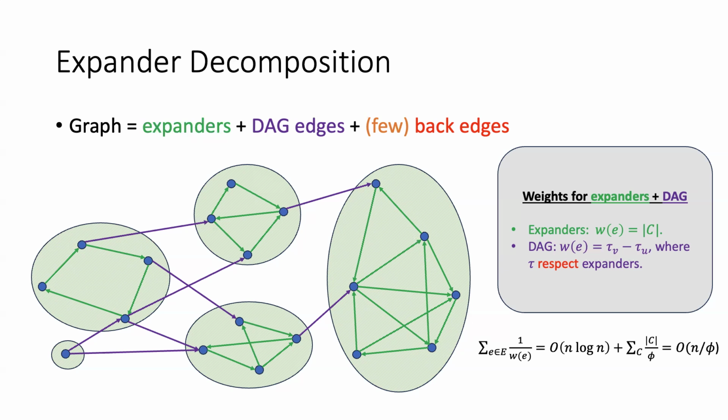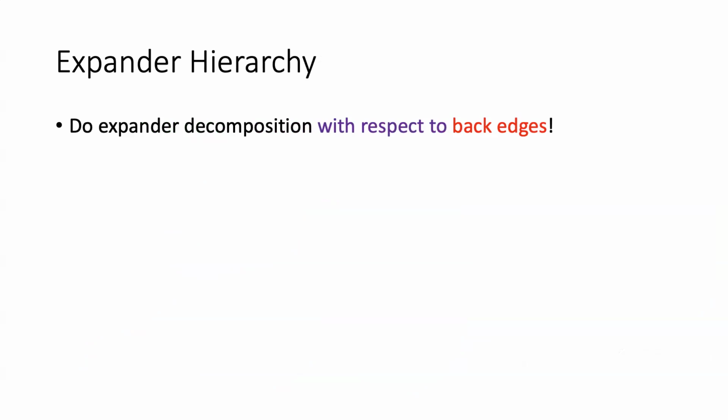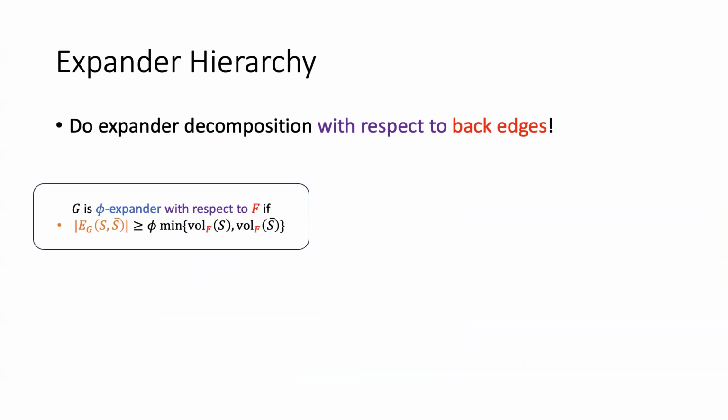So in this expander plus DAG case, we have a good weight function by combining what we know from the two extremes before. To go beyond that, a natural idea is that when there are back edges, we do, again, an expander decomposition with respect to these back edges. To do that, we need to generalize the notion of expander a bit. We now say a graph is an expander with respect to some terminal edge set F if, for every cut, the edges crossing the cut are at least a phi fraction of the volume of the cut induced by the terminals. The volume of the cut induced by F is just the degrees, but you only count degrees that correspond to edges in F.